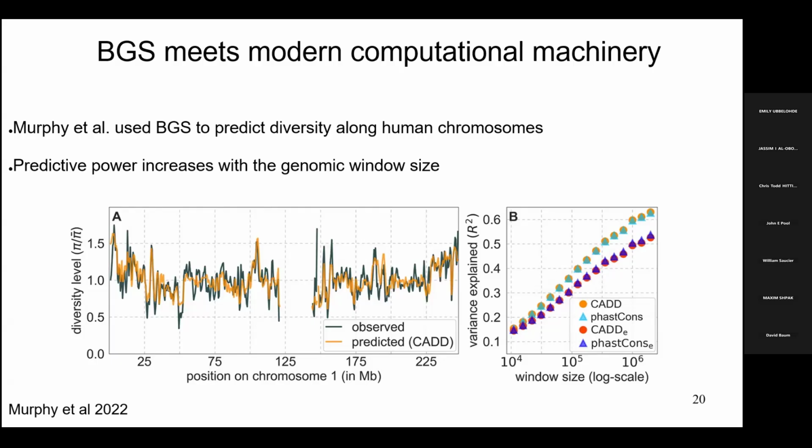And indeed, this is for 1 megabase windows across the genome. But the predictive power, that is the variance in observed diversity that is explained by this background selection model, increases with the genomic window size that you're using, the size of the bins where you're averaging statistics, and that's just because you're reducing noise, for example, coalescent noise or mutation noise in larger groups.